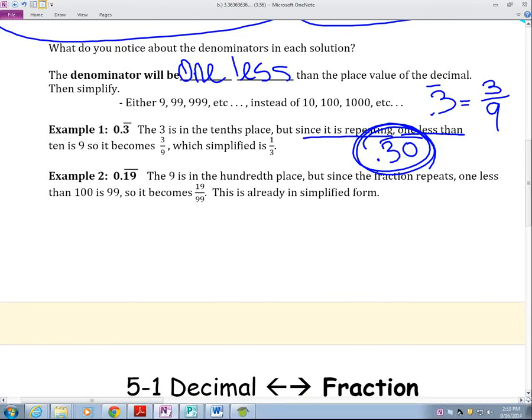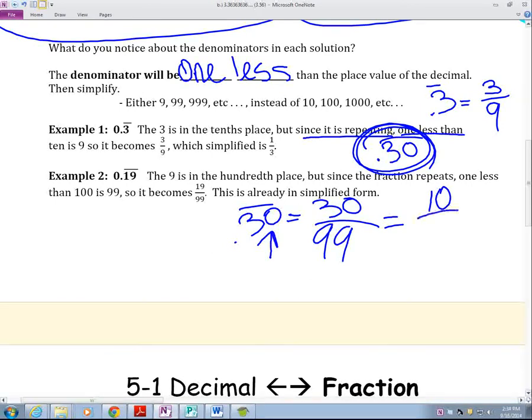To answer Laney's question, 0.30 repeating is going to be equal to 30 over, and since the 0 here is in the hundredths place and it's a significant figure, it matters. This one is also going to be 99, which simplifies to 10 over 33.